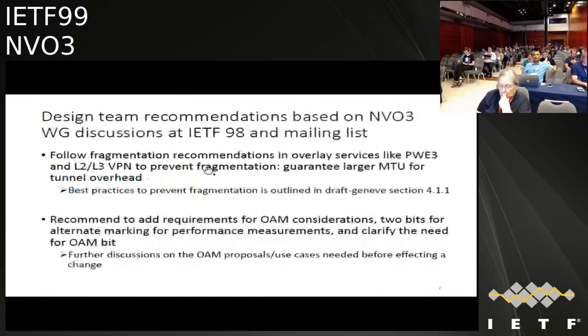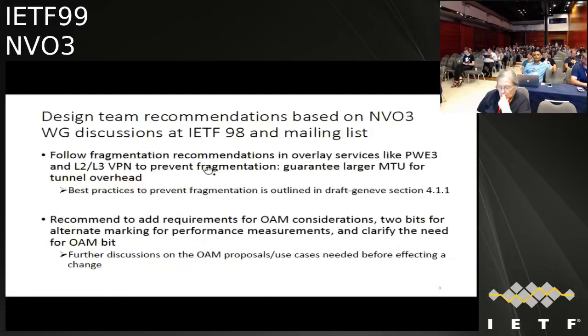So after that, further discussion was happening in the mailing list, and some of these recommendations have been captured in the recent design team draft update. So I'm going to go over the recommendations here. The first one is to follow the recommendation for the overlay services like the PWE3 for the L2, L3 VPN. The main objective for this request is to prevent fragmentation.